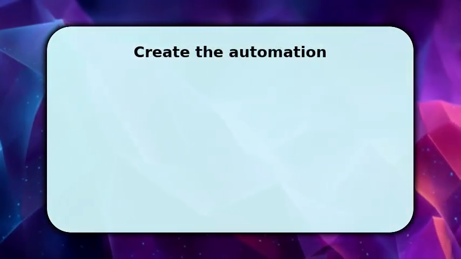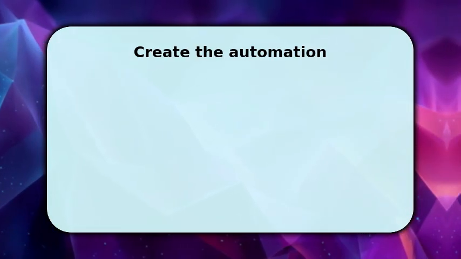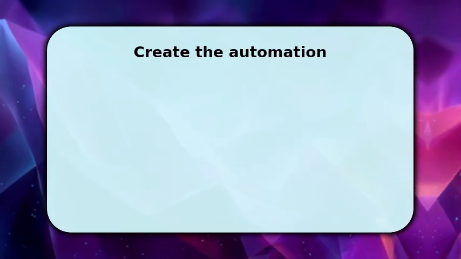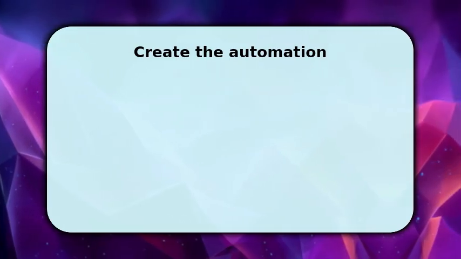Open Shortcuts and tap Automation, then create Personal Automation. Choose your trigger. Battery percentage works well. Set the number where you want power savings to start. Next, add an action and search for Set Low Power Mode.